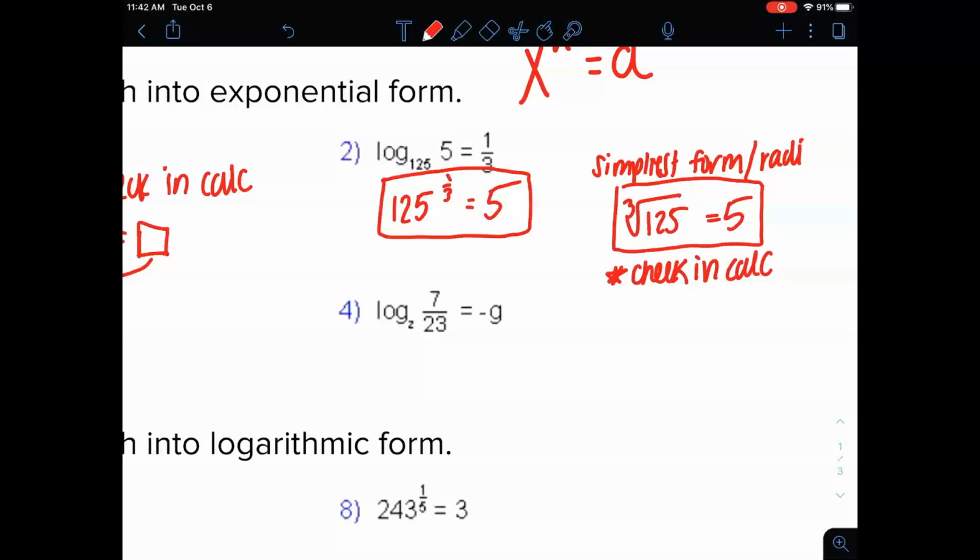All right, looking at number 4 here, log base 2 of 7 over 23 is equal to negative g. Again, I don't care what this looks like. I just need to change this back into its exponential form. So this is saying 2 to the power of negative g is equal to 7 over 23. This is in exponential form. I'm not asking for a value of g that gives me this answer. I'm just asking for you to get me into this form.